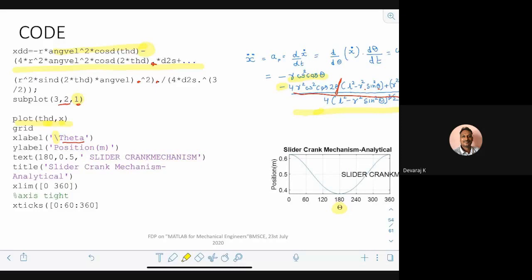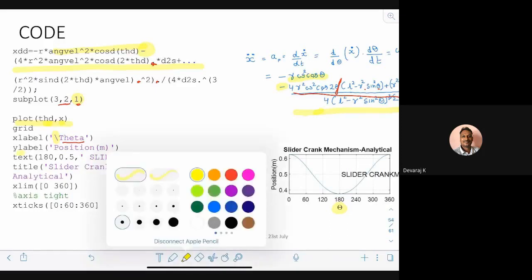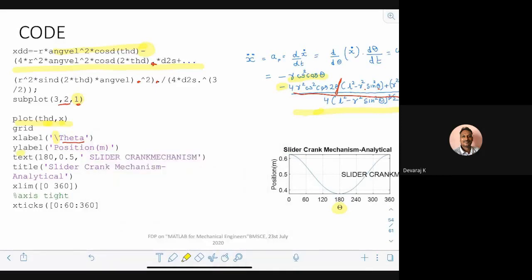You can also give the Y label title, and the Y label title is now position. Remember, it gives me the position of the piston in meters. And you can place the text. You can play with this.